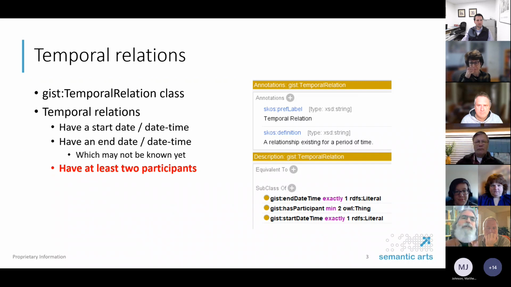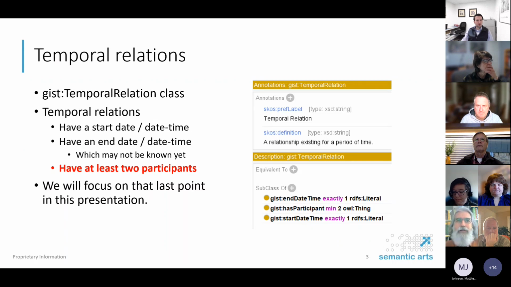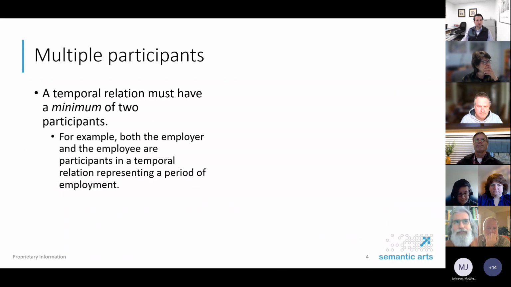But the key point that we're going to focus on today is that a temporal relation must have at least two participants as part of it. And as I said, we're going to focus on that last point. So having two participants, for example, with an employment temporal relation, the employer and the employee are the participants in that relation, covering some period of time where the employee is working for the employer.